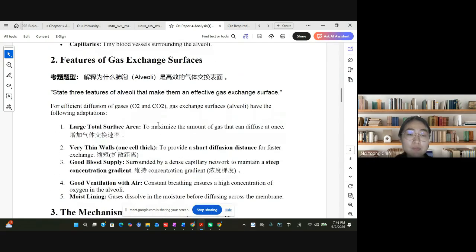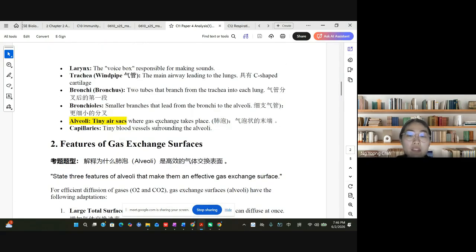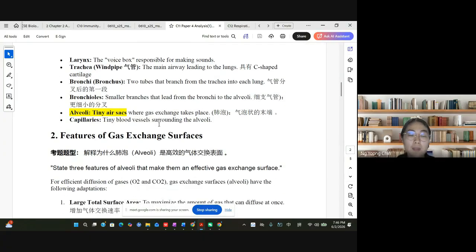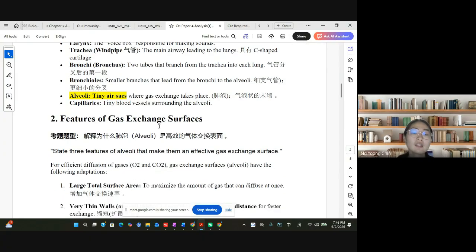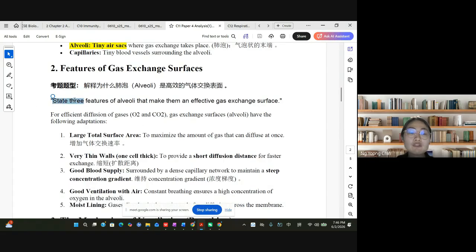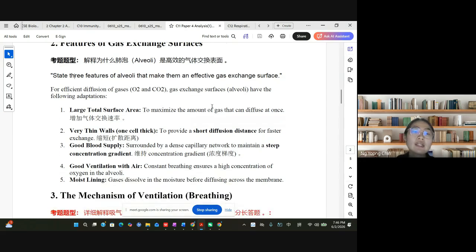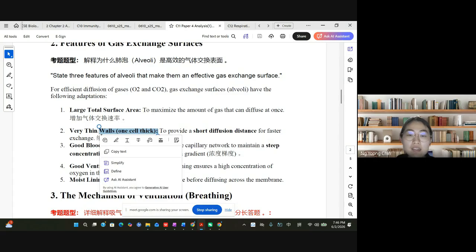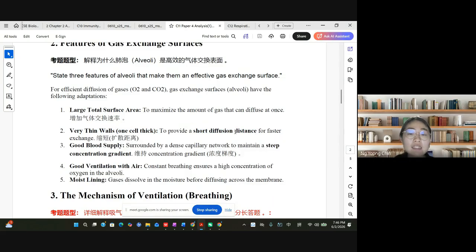So this is what you should know, and then secondly, you need to know about the structure of the alveoli. As covered before, state 3 features of alveoli that make them an effective gas exchange surface. Alveoli should have a very large total surface area. They have a very thin wall, one cell thick. Because the wall is very thin, you can reduce the diffusion distance for the gas to transport, so they have a short diffusion distance. And they should have a good blood supply.